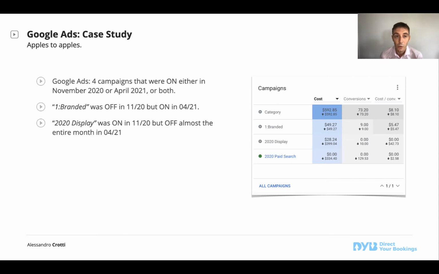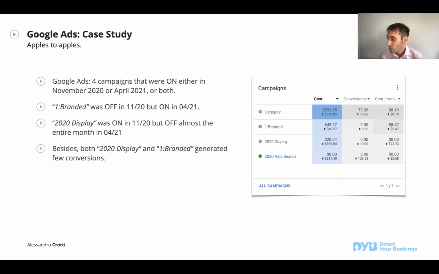The campaign 2020 display was on in November 2020, so it's the other way around. It was on in 2020, but off probably not the full month, but almost the entire month of April 2021, because it's the opposite of branded. Now you can see that there is a decrease in $399. One in April only spent $28. All right, so that is another thing that we need to consider.